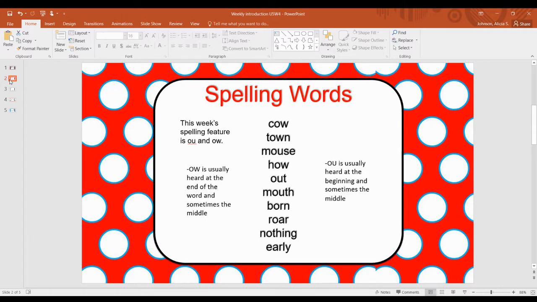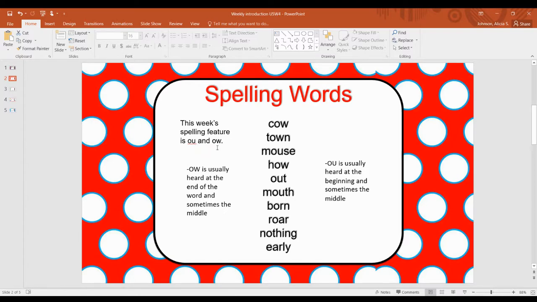For this week, our spelling words have the ow sound. So we have OU says ow, and so does OW. They both make the ow sound. Our words this week are cow, town, mouse, how, out, mouth, and we have some review words from the previous week: born, roar, and some sight words, nothing and early.